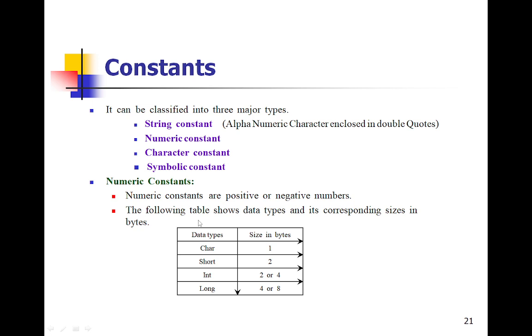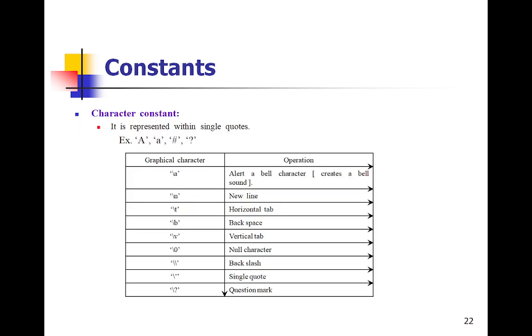The interviewer may ask what is the size of each and every data type. If it's a character, it means 1 byte; short means 2 bytes; integer means 2 or 4 bytes; long means 4 or 8 bytes. So likewise, there will be different sizes of data types. And these are all the character constants.